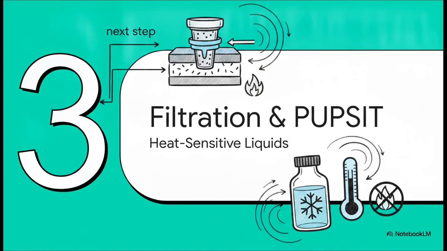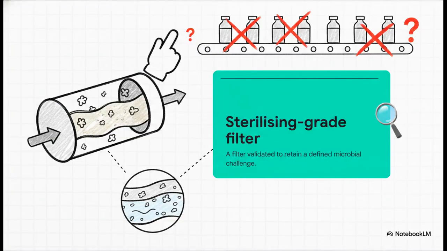Section 3. Sterilizing filtration and PUPSIT. This is the next branch in our process matrix. What you absolutely must do when your product is a heat-sensitive liquid and you simply cannot heat it. You have to filter it. A sterilizing grade filter is a filter validated to retain a defined microbial challenge, producing a sterile filtrate. This is typically a 0.22 micrometer rated filter, but you have to recognize that filtration adds massive risk.